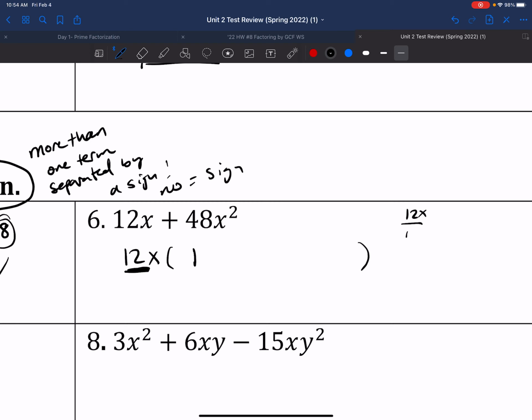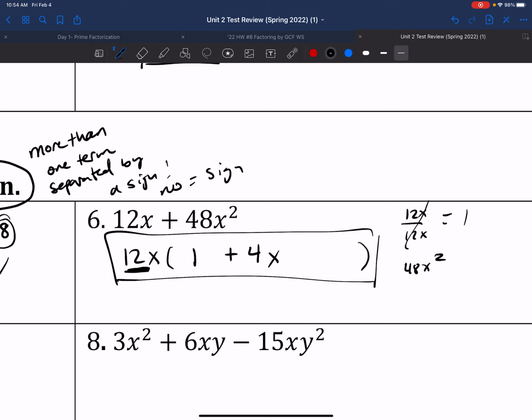If you don't know that, 12x divided by 12x, that literally is like 5 divided by 5, which is 1, right? And then you're going to say, okay, well, 12x times what will give me 48x squared? And that's just going to be, let's say, 4x, okay? Remember, x times x is x squared. And then 12 times 4 is just 48. So this is my answer. And if you don't know, 48x squared divided by 12x, well, 48 divided by 12 is just 4, and x squared divided by x is the same thing as x squared minus 1, which is just x.